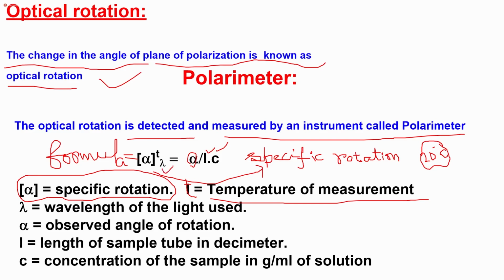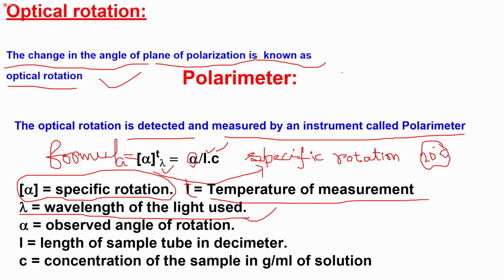Now we'll go to lambda. Lambda is the wavelength of the light. In the polarimeter there will be one light, plane polarized. When we switch on the polarimeter and inject the sample, the light passes through this compound. All light has some wavelength, so whichever wavelength is already fixed in the polarimeter, we have to take that wavelength of the light. So we are also done with the wavelength of the light used, and next is the observed angle of rotation.